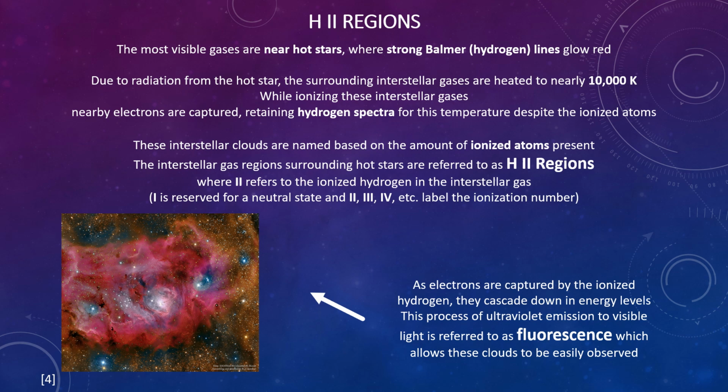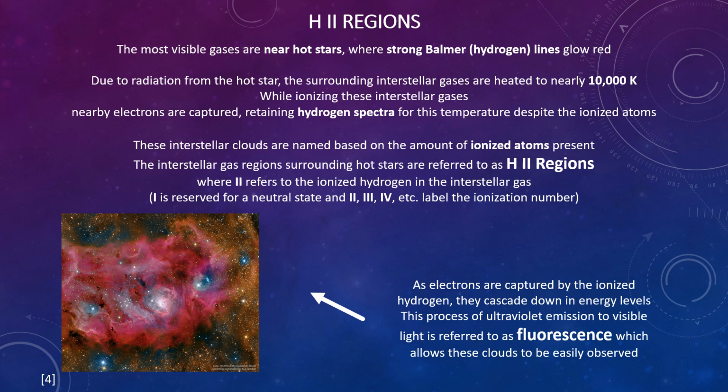We're now going to talk about H2 regions. If you remember, H2 is for this ionized hydrogen, and so this is going to be visible gases near hot stars, where we see strong Balmer lines glowing in the red. Due to the radiation from the hot star, the surrounding gas is heated to nearly 10,000 Kelvin, and so this ionizes the interstellar gas. Nearby electrons are captured, and this retains the hydrogen spectra for this temperature despite the ionized atoms. These interstellar clouds are named based on the amount of ionized atoms present.